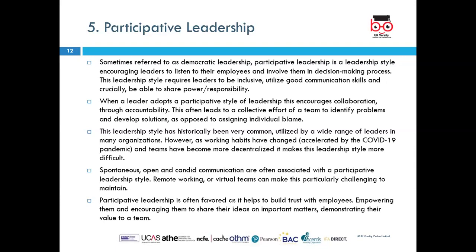When you have people who are participating, it's favored as it helps to build trust with employees, like the previous ones that we've talked about. It empowers them and encourages them to share their ideas, but at the same time it should be controlled, because giving too much authority is also going to be hard for you to tackle.